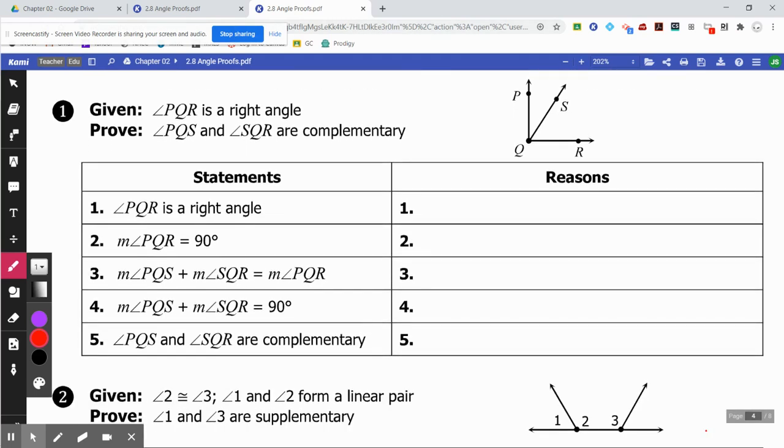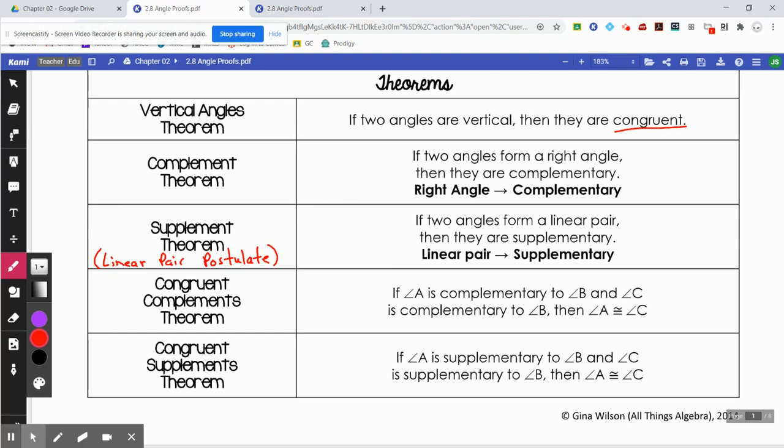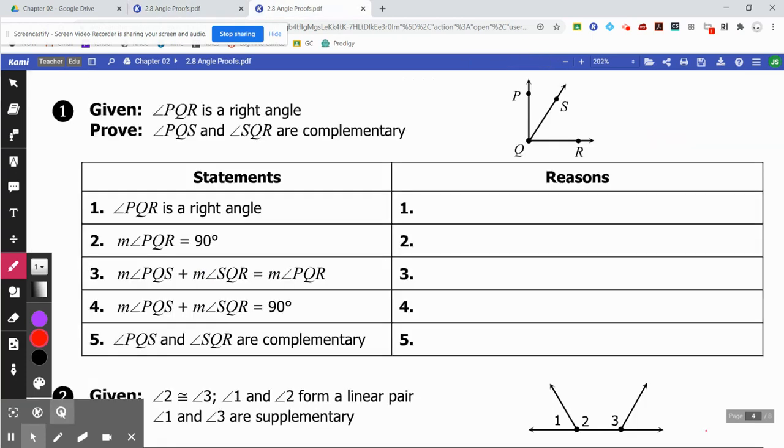Proof number one says that PQR is a right angle. So therefore, let's prove that PQS and SQR are complementary. So technically, what you're trying to prove here is: right angle implies complementary. So we're trying to prove the complement theorem. However, here is a rule: you can't use a theorem to prove itself. So let's try to use all of our other information to prove this complement theorem.